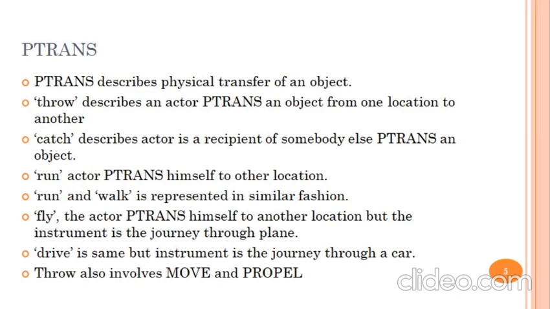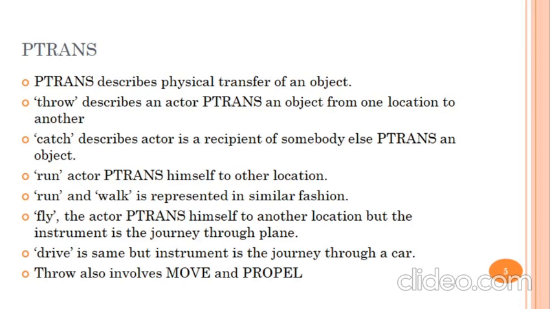P-trans. P-trans describes physical transfer of an object. Throw describes an actor P-trans an object from one location to another. Catch describes P-trans of an object from somebody else. Run: the actor P-trans himself to another location. Run and walk are represented in a similar fashion. Fly: the actor P-trans himself to another location, but the instrument is the aircraft. Drive is also the same, but the instrument is a car.